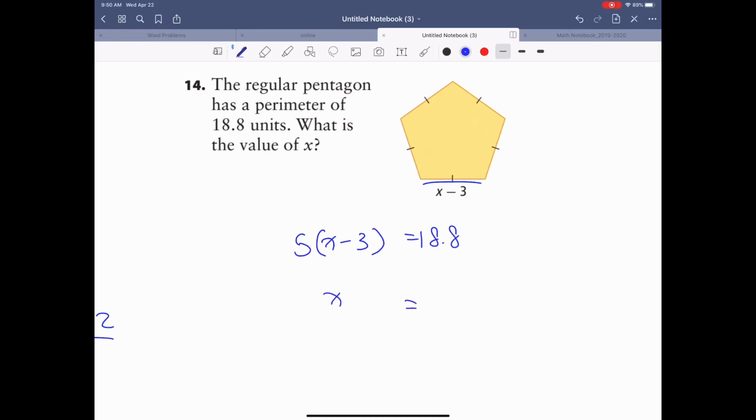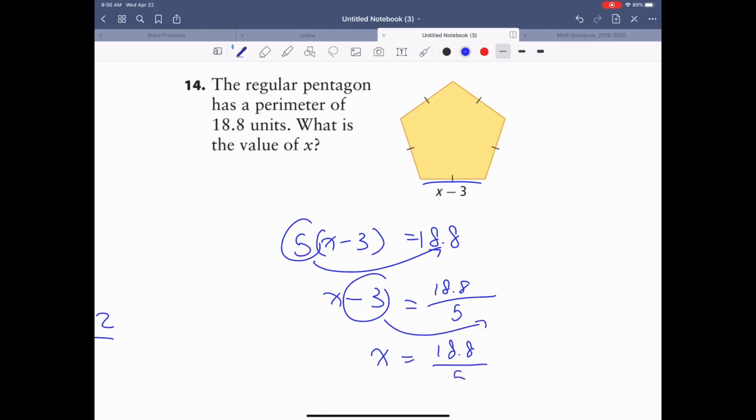Okay, x minus 3 is, throw this 5 over to the other side, divided by 5. Okay, and then I don't have a calculator on hand. I don't want to get up and pull out my phone, sorry, but just use your calculator here, and whatever number you have, throw this 3 to the other side too. 18.8 over 5 plus 3. Okay, that will be your answer.